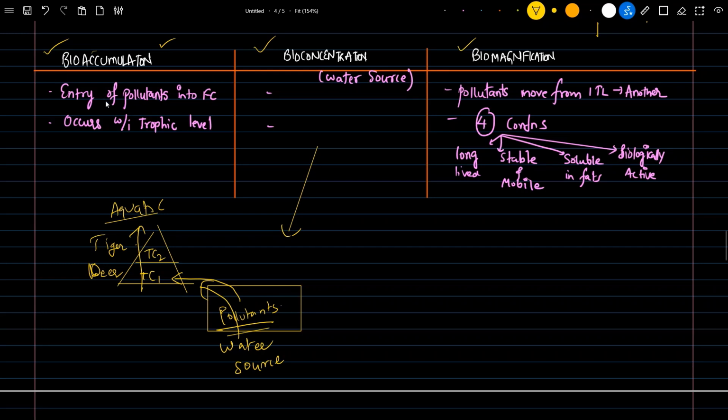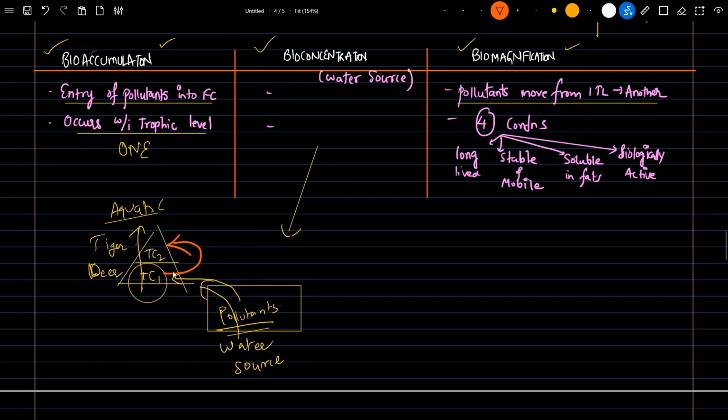Both are the same. So let's understand. Entry of pollutants into a food chain is called bioaccumulation. It occurs within the trophic level, at one trophic level. Next, biomagnification. It is an expansion of bioaccumulation. Pollutants move from one trophic level to another. So here we can say from trophic level 1 to trophic level 2, the pollutants will be moving. This is called biomagnification.